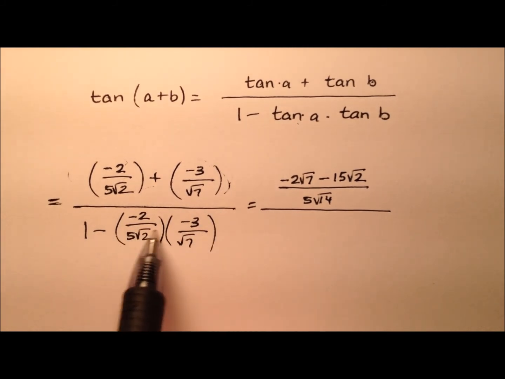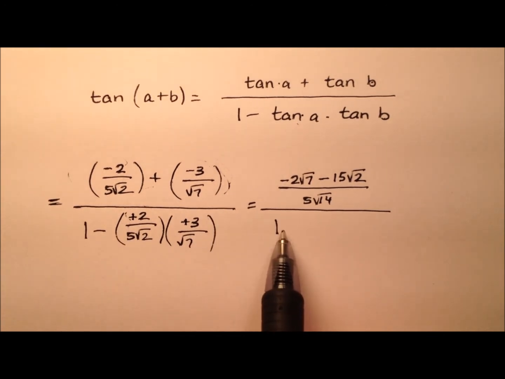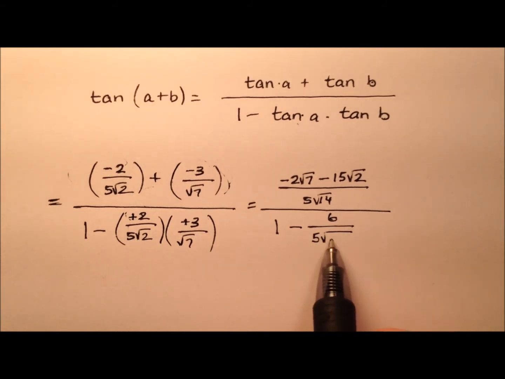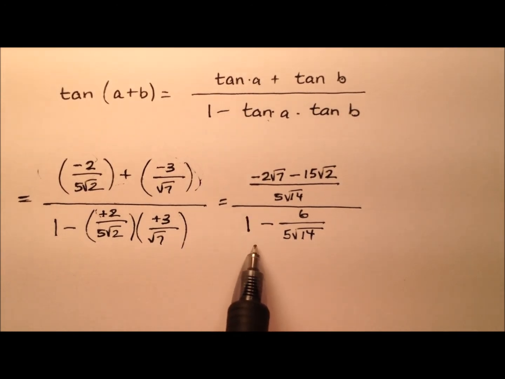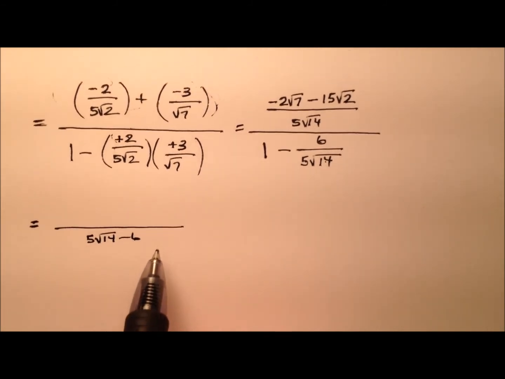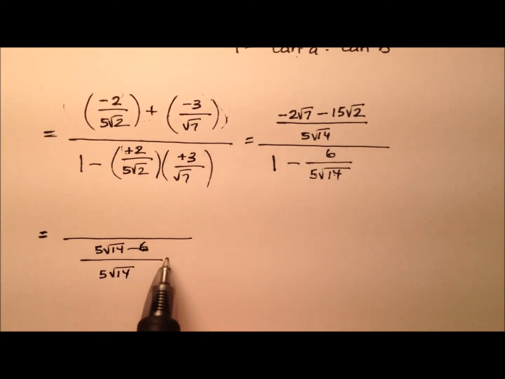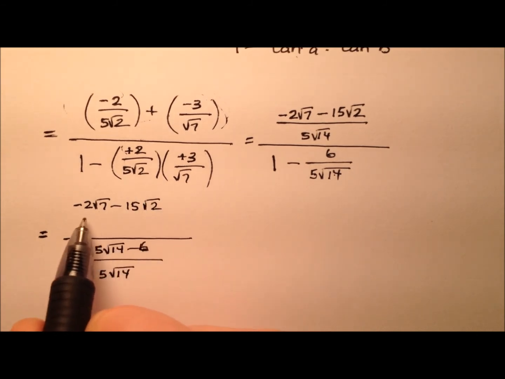And down on the denominator, let's multiply first. So a negative times a negative will be a positive. So it'll be 1 minus 2 times 3 is 6 over that same denominator. Okay. So let's go ahead and change this 1 into a 5 radical 14 over 5 radical 14. So ultimately it'll be 5 radical 14 minus 6 over that common denominator of 5 radical 14. And the numerator up there won't change, so we'll just bring everything down and keep it just the way that it was.